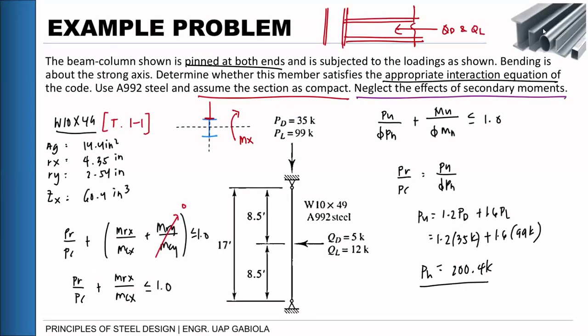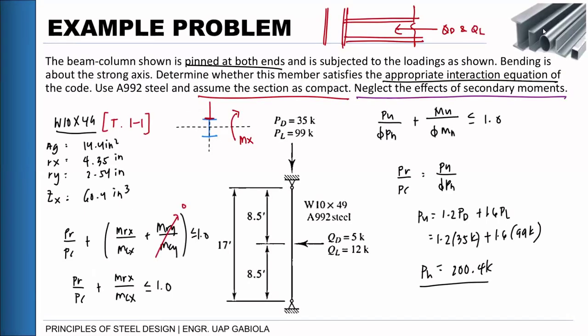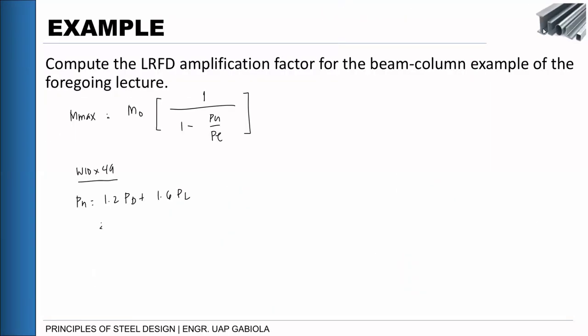Given that problem, we have a W10x49. Okay? So, that is a W10x49. And from that problem, we have Pu equals 1.2 PD plus 1.6 PL. So that is 200.4 kip. That is for our Pu. So, ibig sabihin, yung value that we need is already dito sa equation natin. Okay na tayo dito sa Pu.